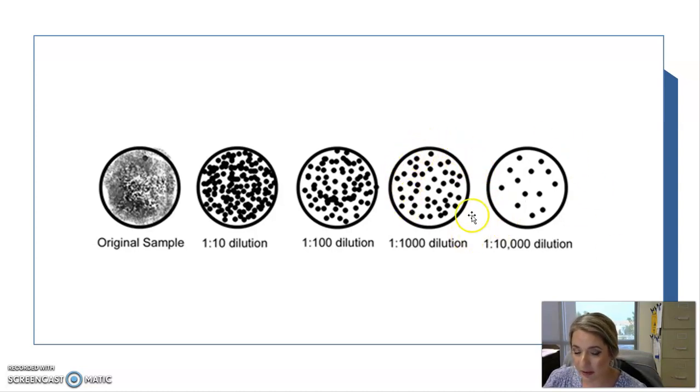This one right here, though, is ideal. There's actually 43 colonies on that plate, so if we take the number of colonies, 43, multiply that by the dilution factor, which is 1,000, that gives us an answer of 43,000. That is 43,000 CFUs per milliliter, or 43,000 bacterial cells per milliliter were present in that original sample.